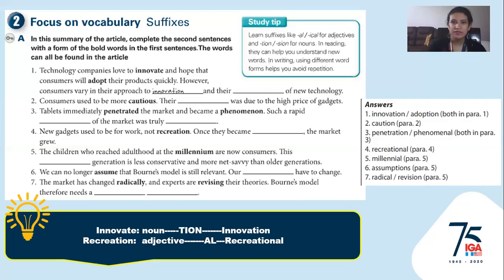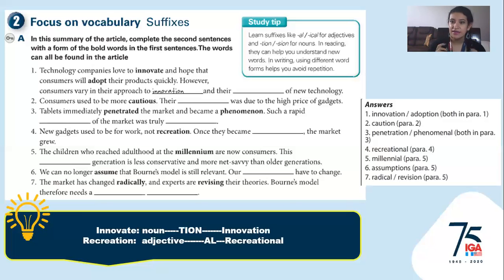You just have to follow these 2 simple rules. What do you need? You need an adjective or you need a noun. Right? Remember, adjectives describe something. And nouns are basically what you're talking about, right? As you can see here, for example, the market has changed radically and experts are revising their theories. Werner's model, therefore, needs a radical revision, right?